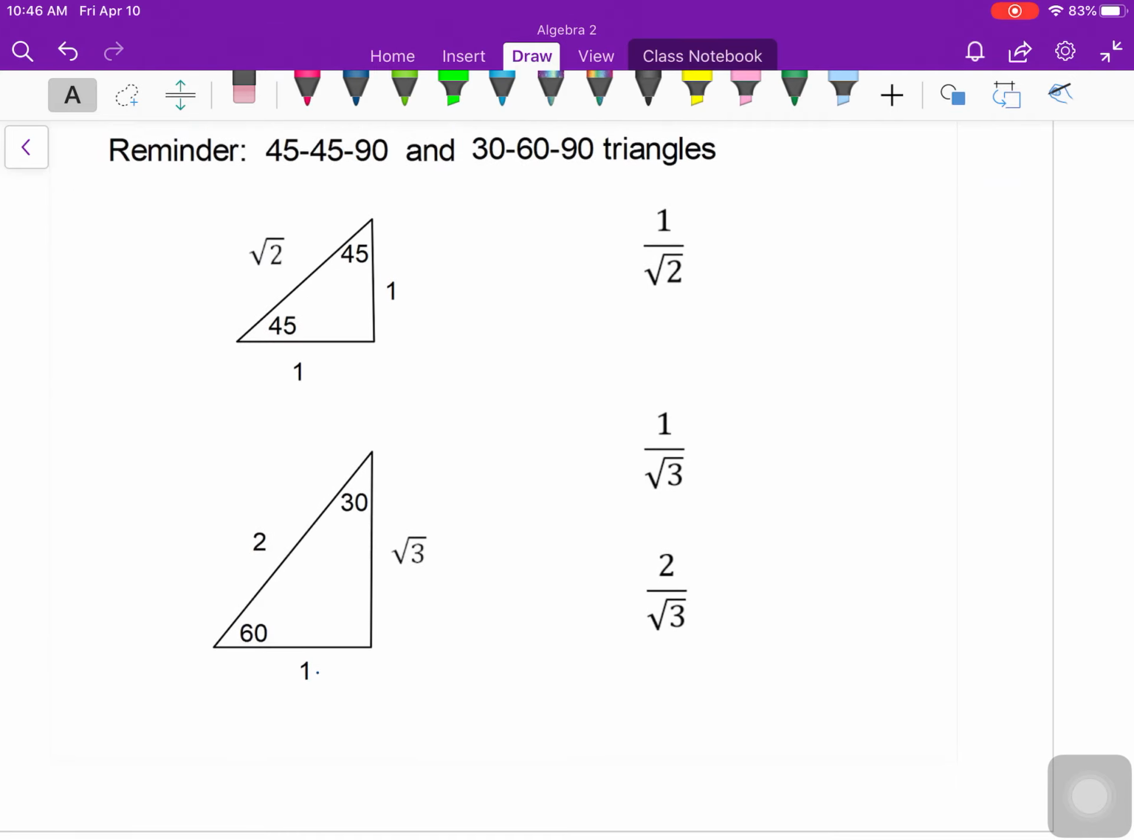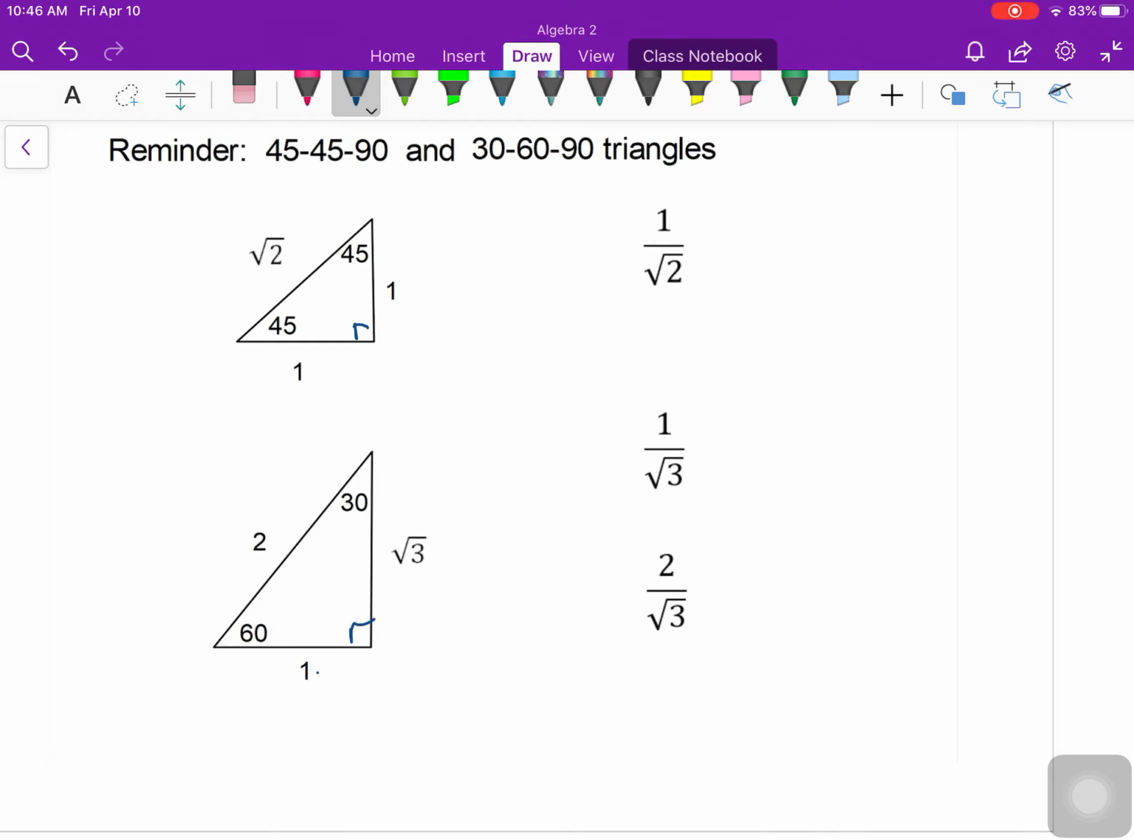You also are going to need to remember your 45, 45, 90 triangle. That across from a 45 is 1, across from a 45 is 1, and across from your 90 is square root 2. And your 30, 60, 90 triangle. Across from your 30 is 1, across from your 60 is square root 3, across from your 90 is 2.